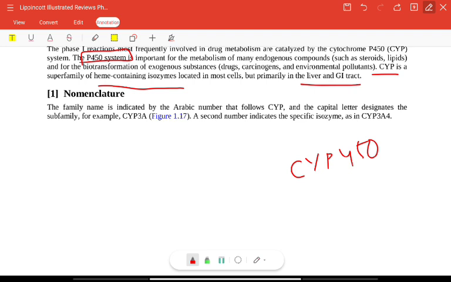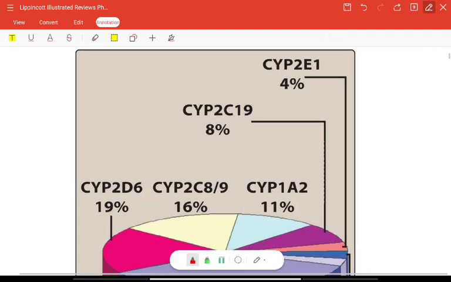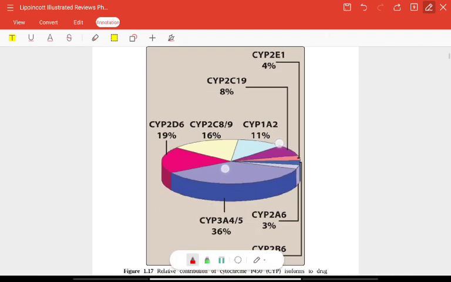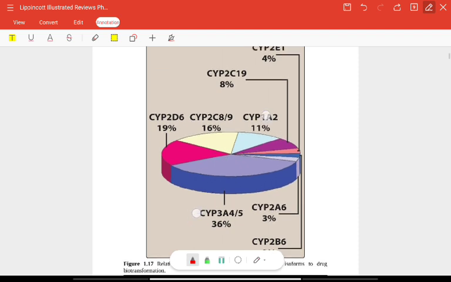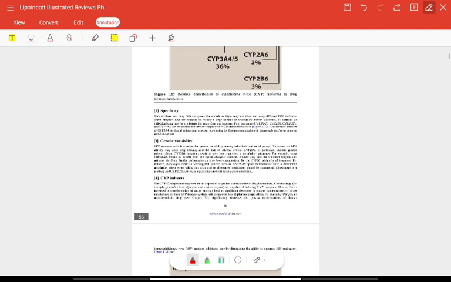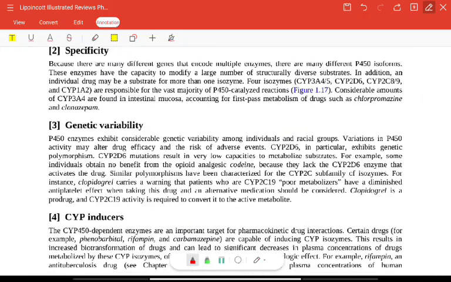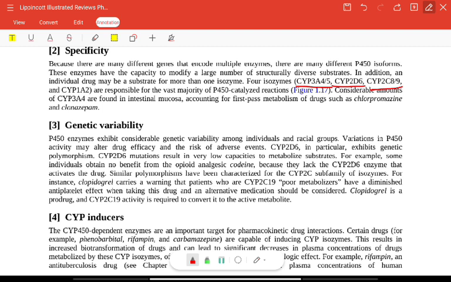The family name is indicated by the Arabic number that follows CYP, and the capital letter designates the subfamily. Okay, this was the nomenclature. Now you have to remember this table. These are the cytochrome P450 isoforms. Now specificity: because there are many genes to encode, these are all specific. The main isozymes are CYP3A4/5, CYP2D6, CYP2C8/9. All of these are the P450 catalyzed reactions.